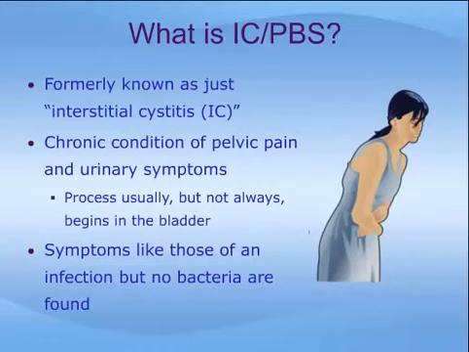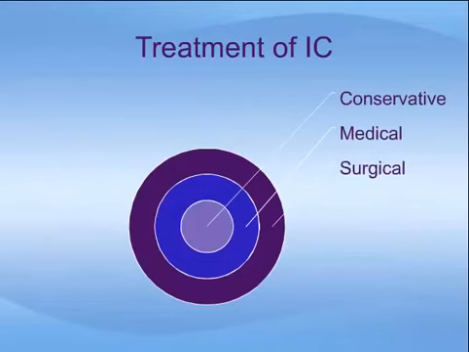IC is a chronic condition of pelvic pain and urinary symptoms. Patients experience persistent symptoms like those of a bladder infection, but no bacteria are found in the urine. Interstitial cystitis usually, but not always, begins with a process in the bladder, then becomes a chronic pain condition in the pelvis. There are 3 levels of treatment for interstitial cystitis. Conservative measures, such as dietary and lifestyle changes, are always begun first. If necessary, medications are then prescribed, and these are the mainstay.